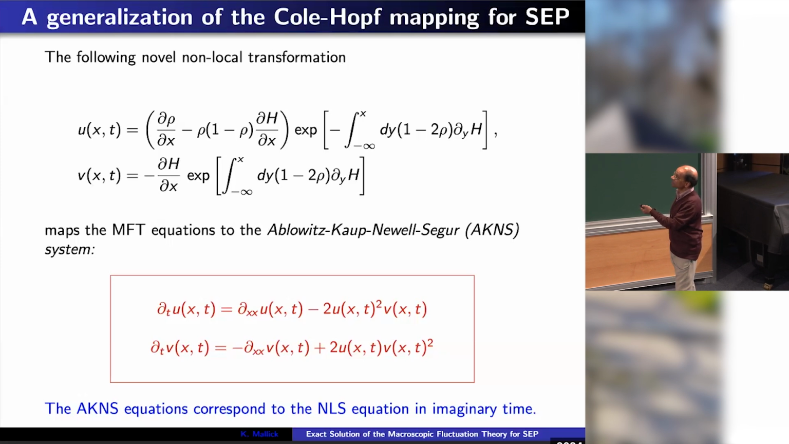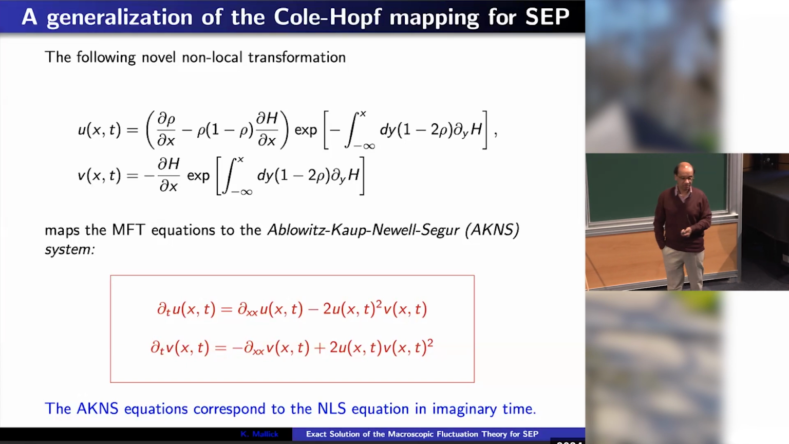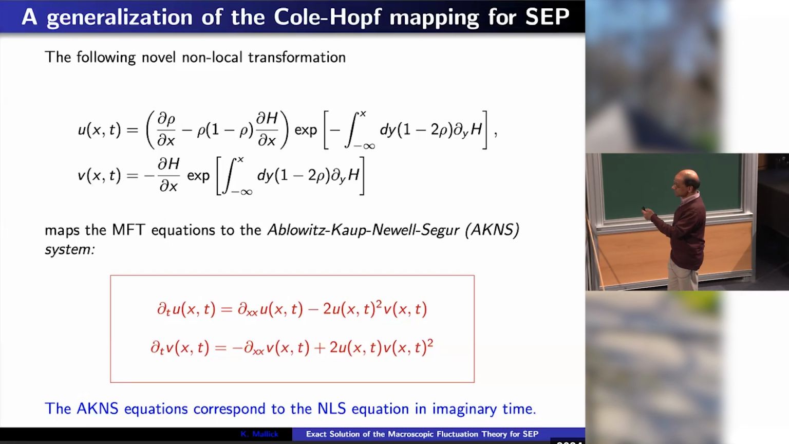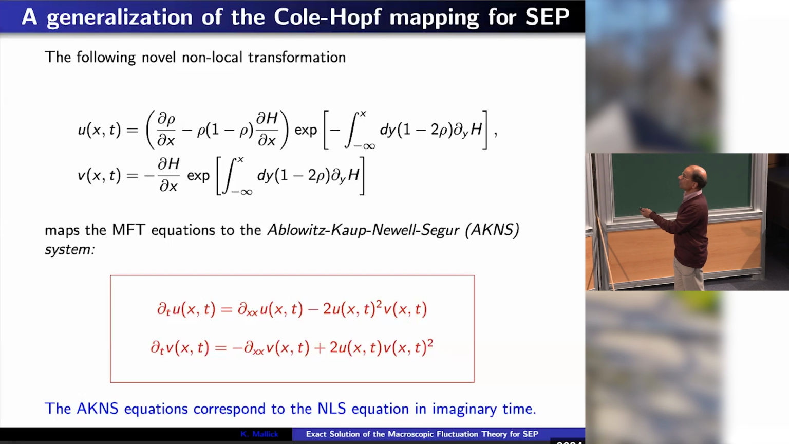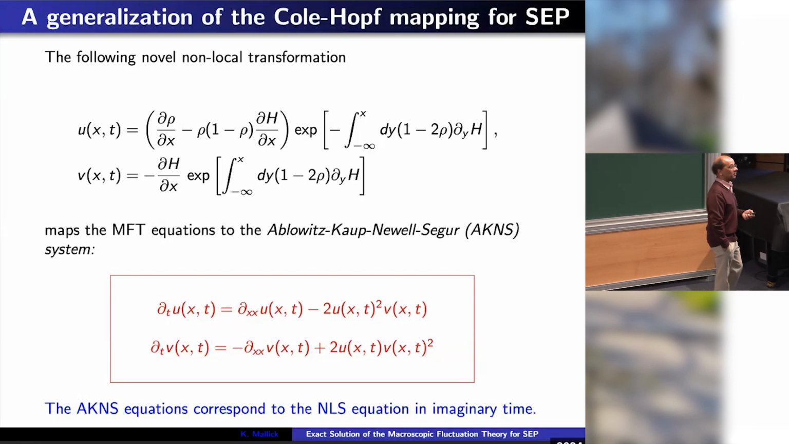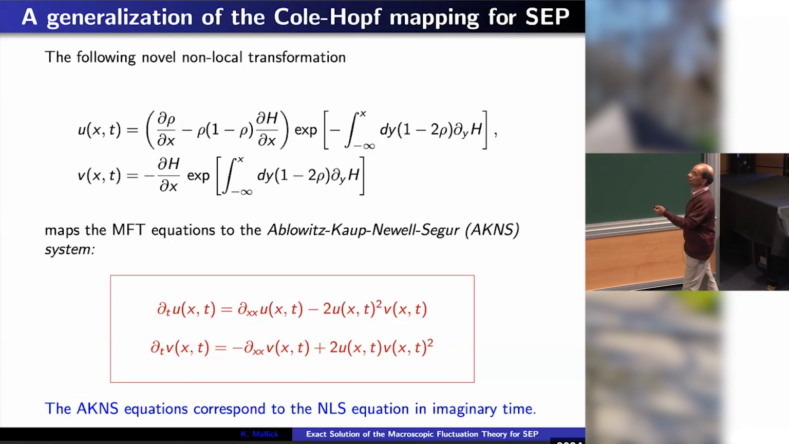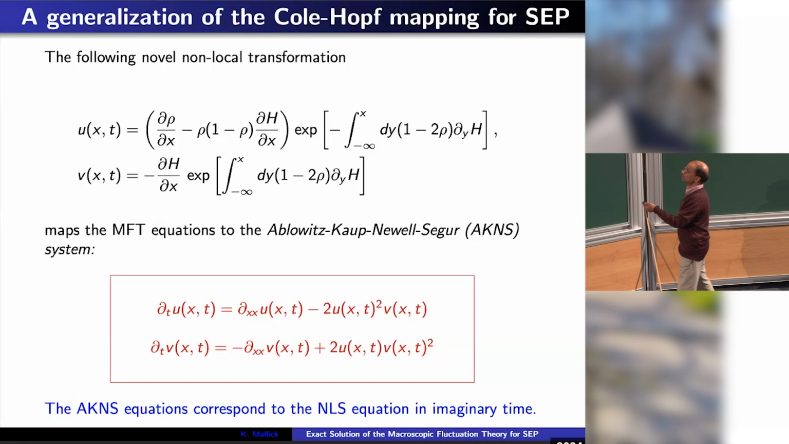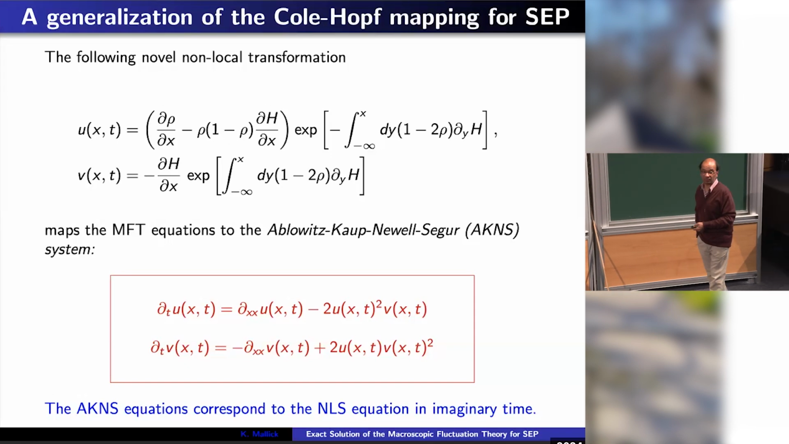It is still coupled, of course, you don't decouple them. This system is known as the AKNS system, Ablowitz, Kaup, Newell, Segur system. These equations are in fact a real form of the nonlinear Schrödinger or Gross-Pitaevskii equation. These equations are known to be exactly solvable. They are known to be integrable. So the miracle is that through this transformation, you transform the MFT problem for SEP into a system of solvable equations.